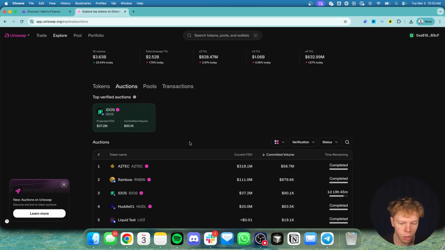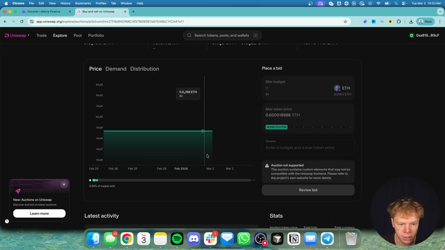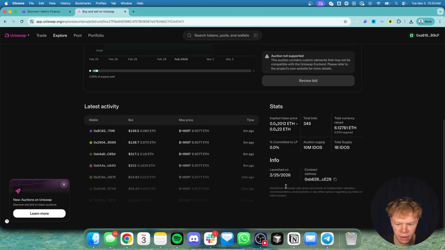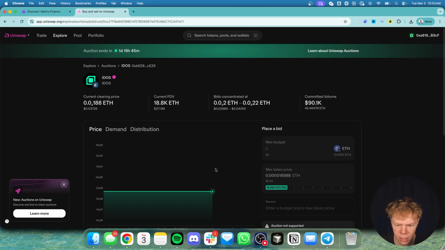Now, auctions is where companies can distribute tokens. Now, I don't use this, but essentially you would place a budget and place the max token price you are willing to pay. And of course, tokens would be distributed over time. Again, this is kind of like buying seed rounds, basically.